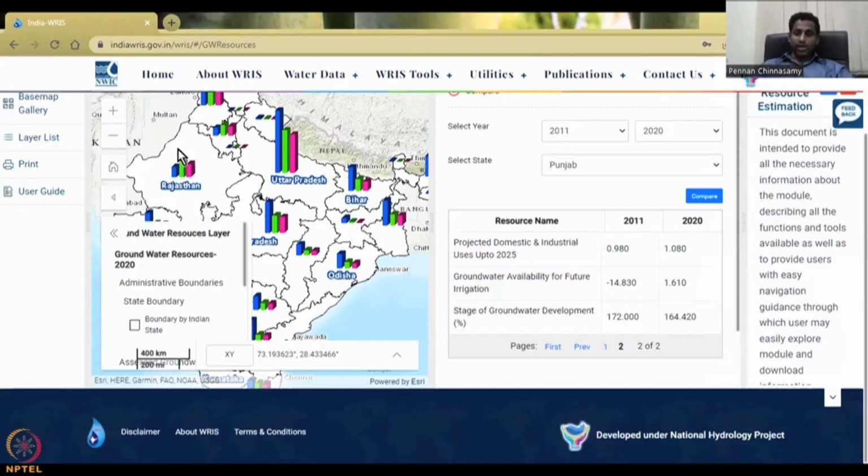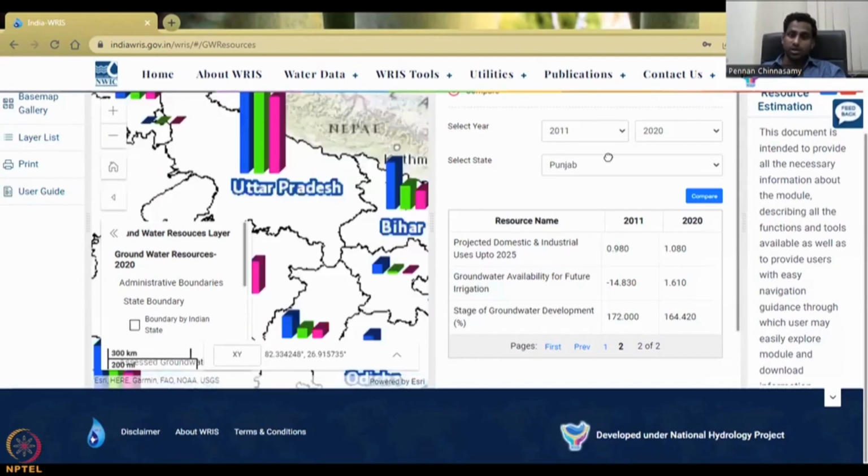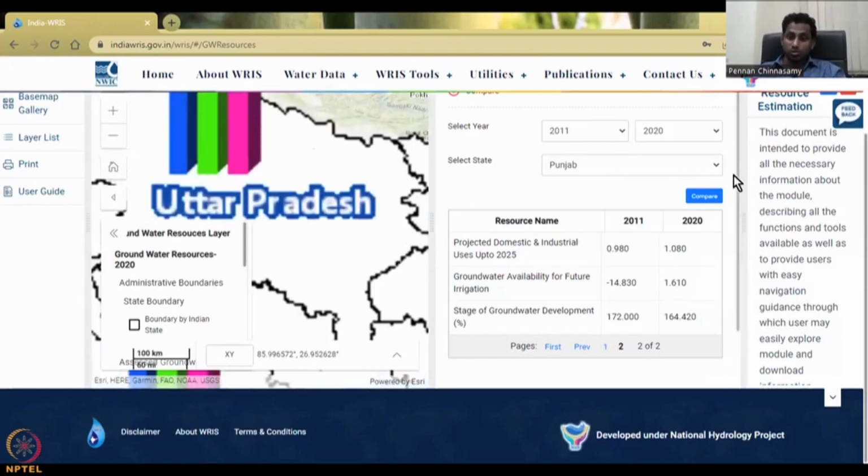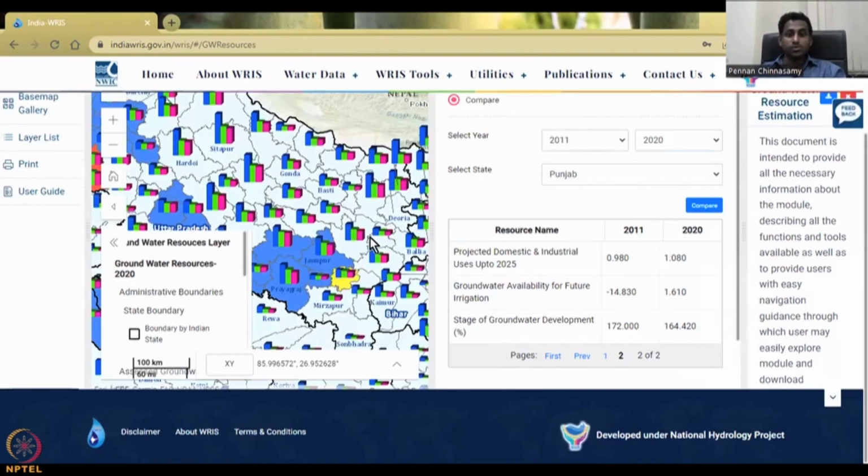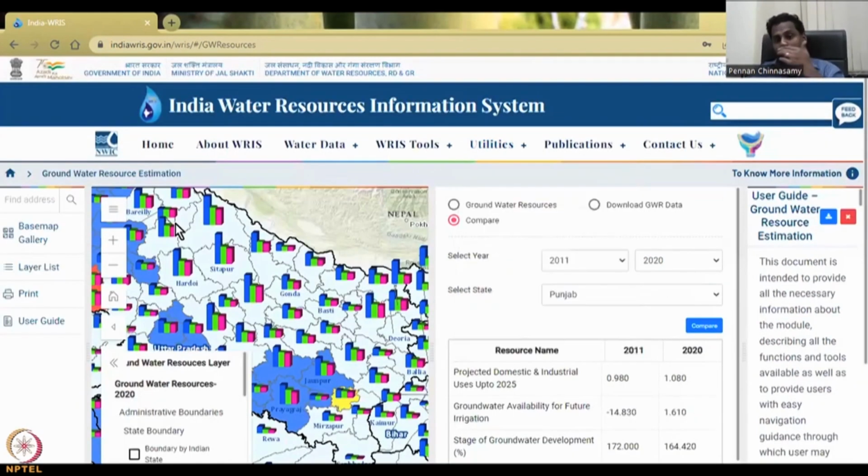So with this, I would like to stop today about this tab that we explained, which is getting the data on groundwater resources, which gives you the water budget, the hydrological water budget for groundwater resources. You can do it as a country, you can do it as a state, as a district, and even as a block.